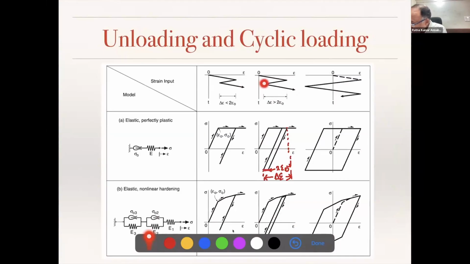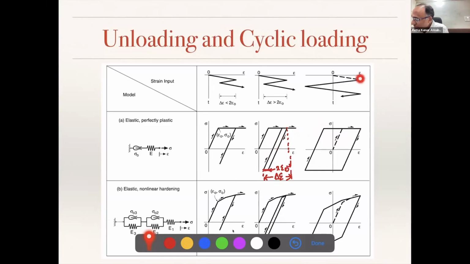But then after that, what happened? Again, you are reloading. So reloading means it will first elastically deform up to here. And if you have loaded sufficiently large, beyond that strain, because it is elastic, perfectly plastic, it again follows the same path, as if this loop did not even occur. So it will continue to do the same path. So this is what we call hysteresis that happens due to Bauschinger effect, as we have discussed.